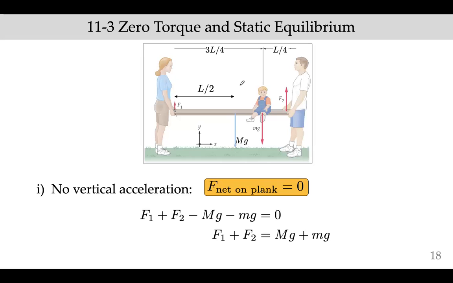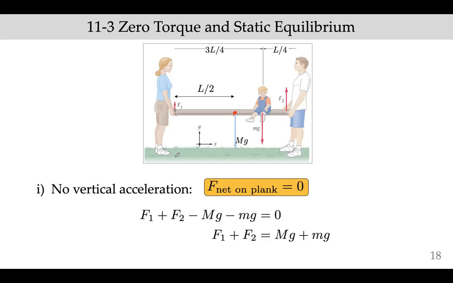Okay, let's start with the linear motion. If there's no vertical acceleration, that means the forces are in balance. So what are the forces? The mother pulls the kid up with force F1. The father pulls the plank with force F2. There's another force on the plank, which is the kid's weight. And there's also the weight of the plank itself, which is at the middle point.